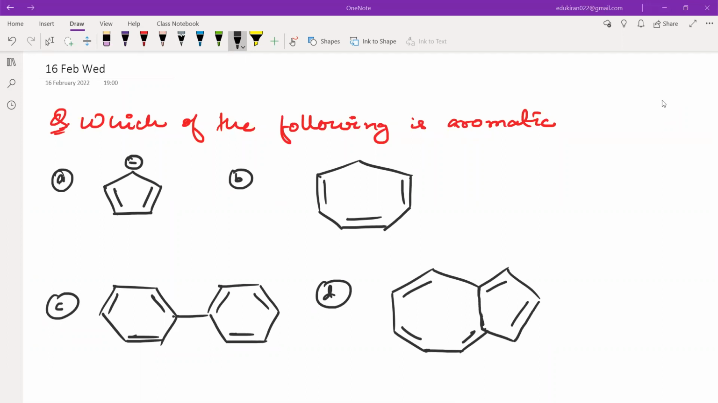So, in the A structure, you can see that all of these atoms are what? Planar, right? All of these carbon atoms are planar. It is cyclic. So, it is cyclic planar. And now we have to look at the number of pi electrons. So, we have how many pi electrons? Can you tell me? How many pi electrons are there?